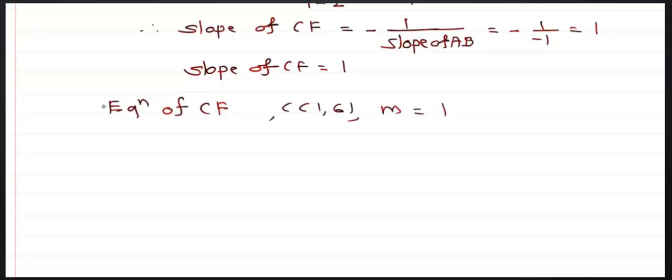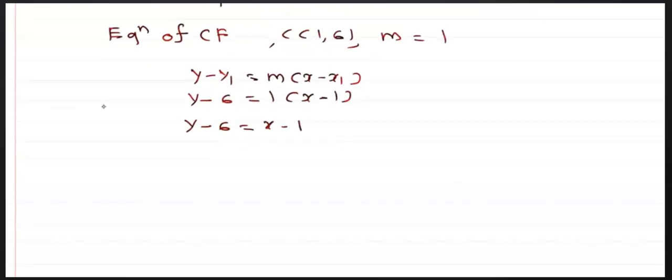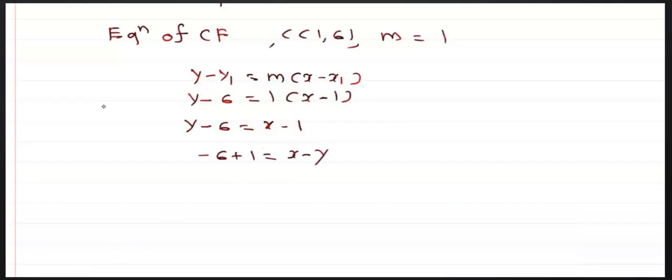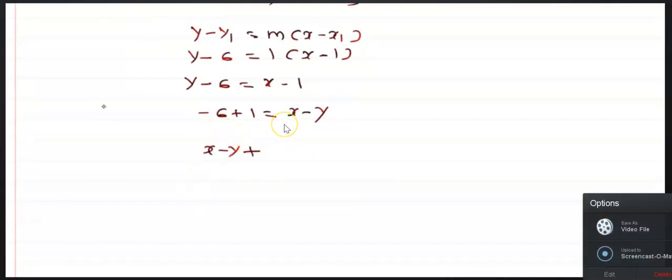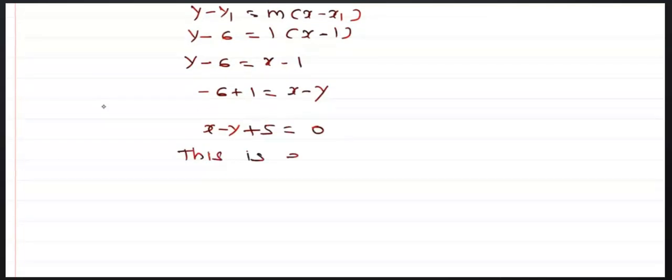Now the equation of CF: C is (1, 6), m is 1. y minus y1 is equal to m times (x minus x1), so y minus 6 is equal to x minus 1. Therefore its equation is x minus y is equal to minus 6 plus 1, therefore x minus y plus 5 is equal to 0. This is the equation of CF.